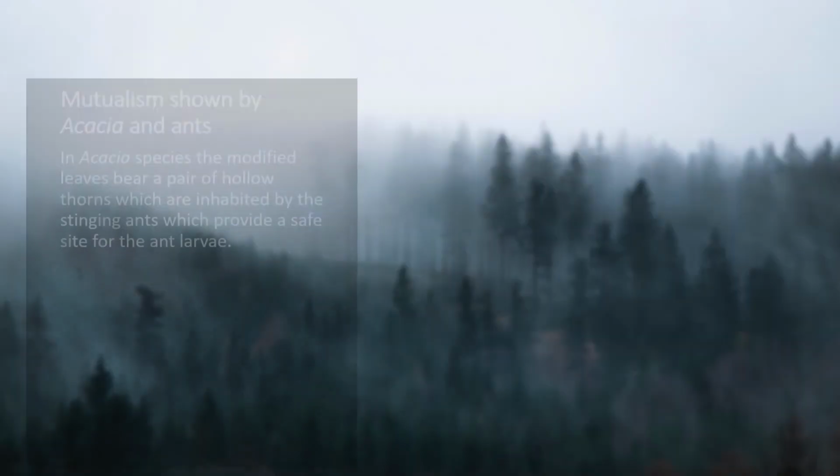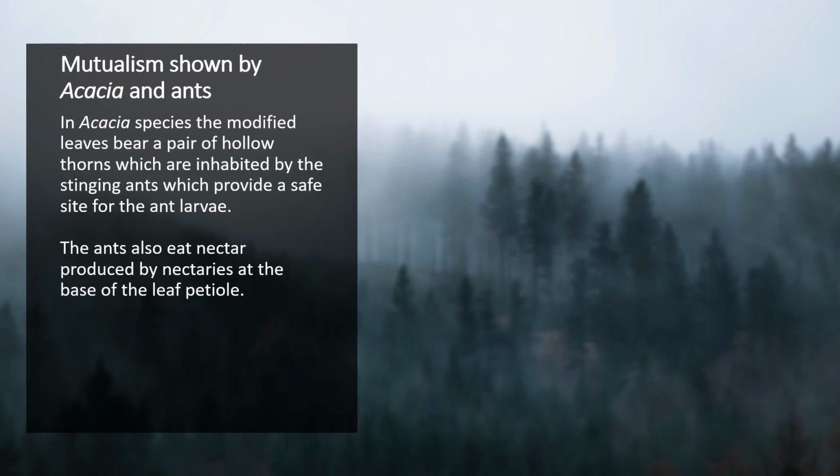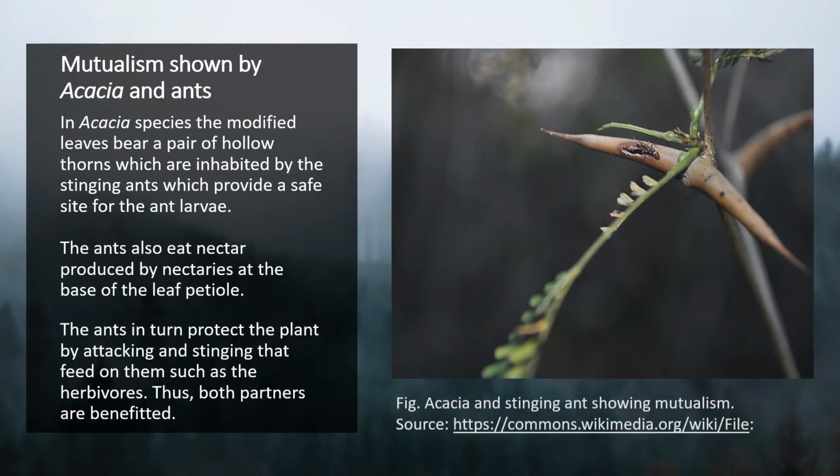Mycorrhiza, what does it do? It increases the ability of the plant to absorb minerals such as phosphorus from the soil, and the plants in turn provide photosynthate in return. The lichens, which is an association between an alga and a fungus, is also an example of mutualism. Another example of mutualism is shown by the genus Acacia and the stinging ants.